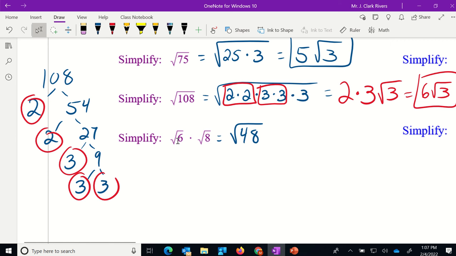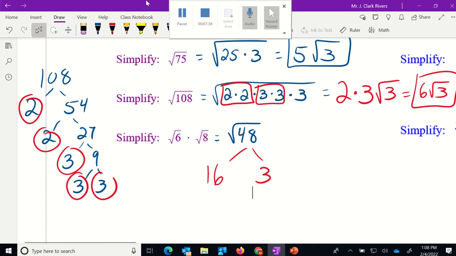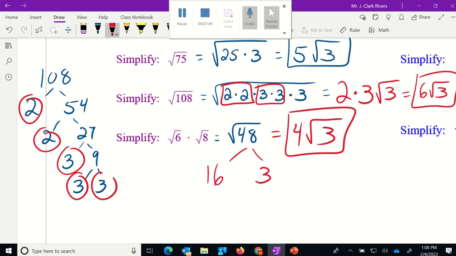This next one here, square root of 6 times square root of 8, is in fact the square root of 48. I'm giving it away. Spoiler alert. What's the perfect square factor of 48? 16. Yeah, 16. So it's 16 times 3. If you want to show your work like this, I'm okay with that. I know what you're doing. So this is equal to, the square root of 16 is 4, and then we're left with the square root of 3. 4 root 3.